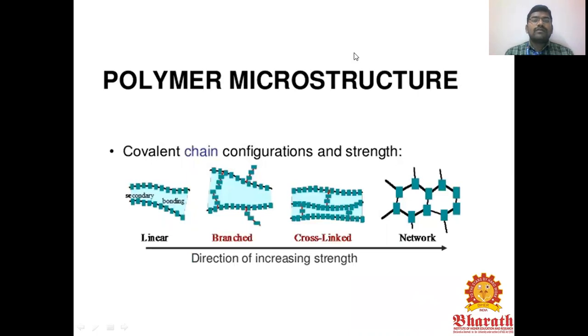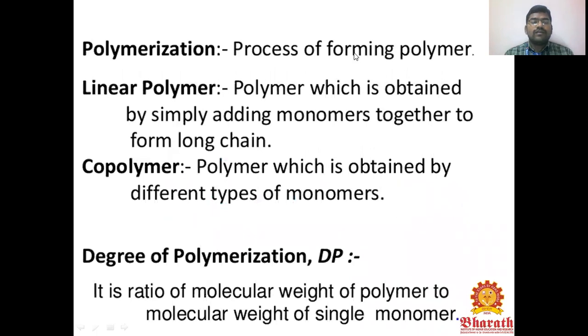Next is polymer microstructure: the covalent chain configuration and strength. The first is linear structure, a straight chain forming secondary bonding. Branched polymer means the chain branches further, with linear chains attached to the side of the main chain. Cross-linked means linear polymer chains are attached to each other by cross-links. That is cross-linked. The next one is network polymer, where strength increases in the direction of networking.